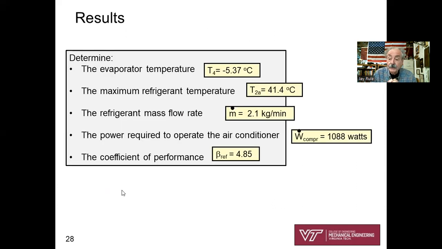Okay, we're done with the worked out example problem. So let's recap with the results. The evaporator temperature we found, just using the pressure table, is negative 5.37 degrees C. We found the maximum refrigerant temperature by analyzing the actual compressor, 41 degrees C. We found the refrigerant mass flow rate needed to give you that 1.5 tons of cooling effect, 2.1 kilograms per minute. We determined how much power it takes to run the compressor, 1,088 watts. And we determined the coefficient of performance of the refrigerator, 4.85, energy sought over the energy that costs.